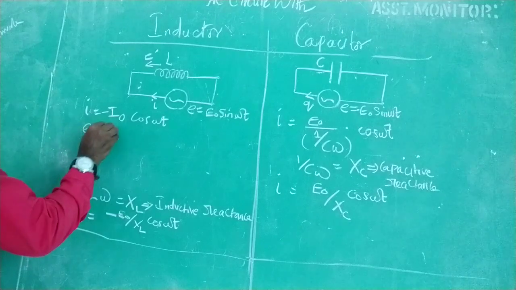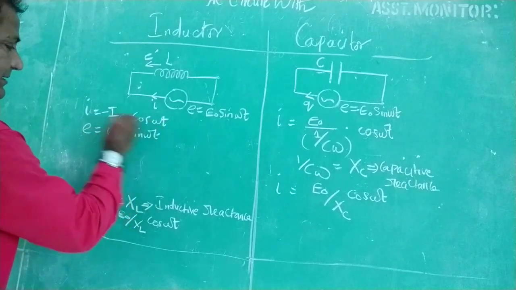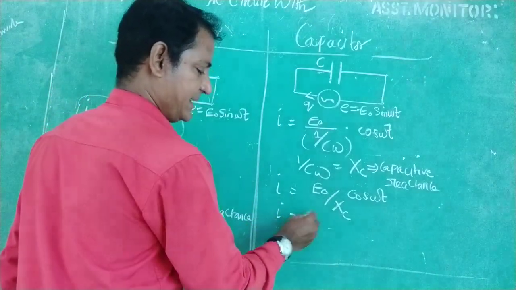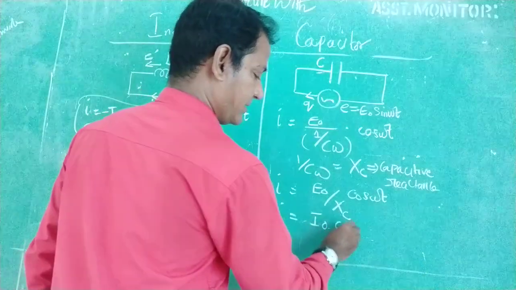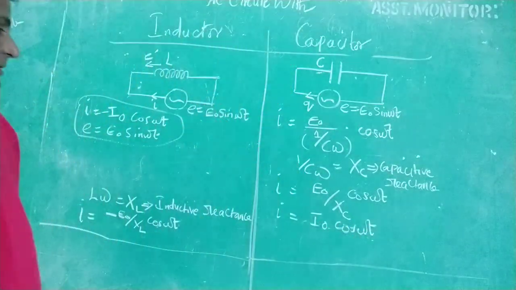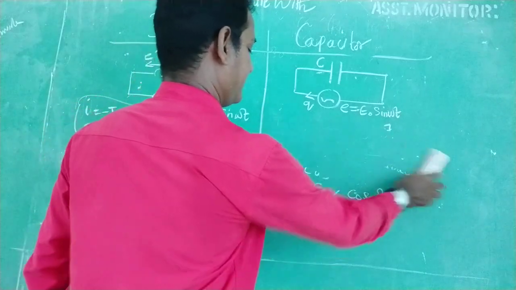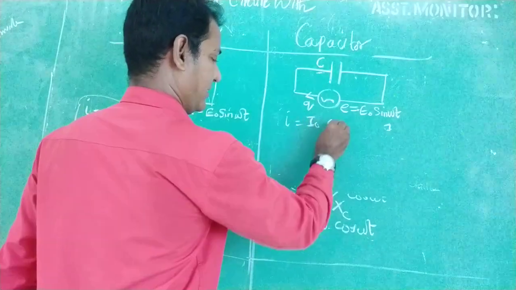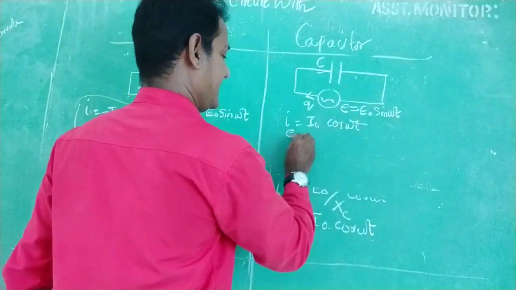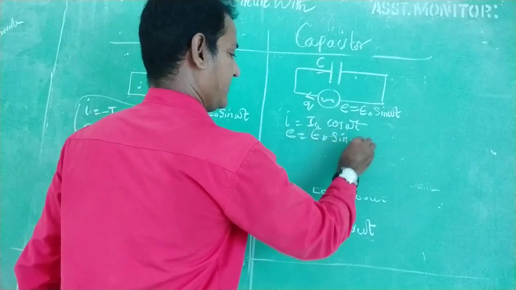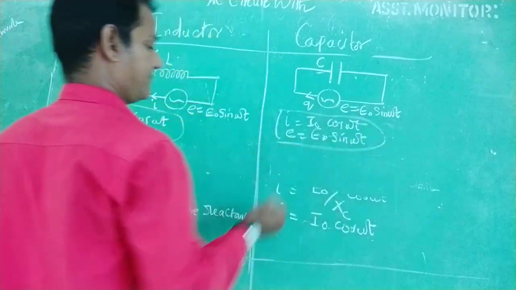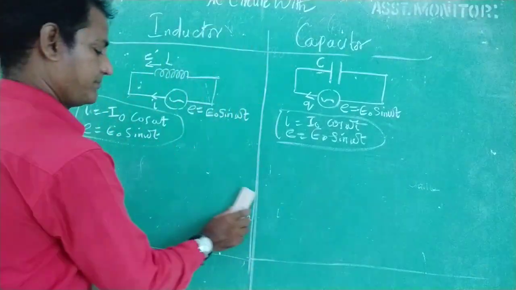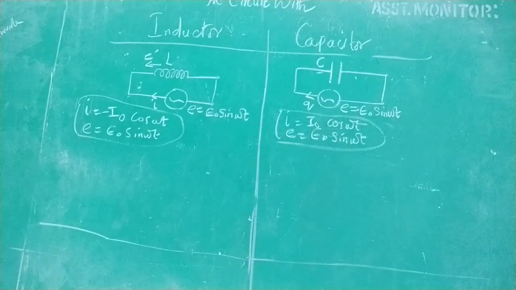So we know the value for E is equal to E naught sin omega t. So keep both these equations. Here I is equal to I naught cos omega t. So now let's keep both the instantaneous EMF and current here. I is equal to I naught cos omega t, E is equal to E naught sin omega t. Let's draw a graph for both concepts.